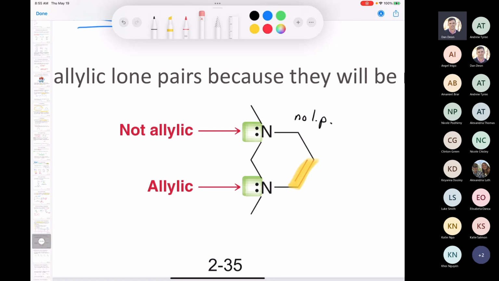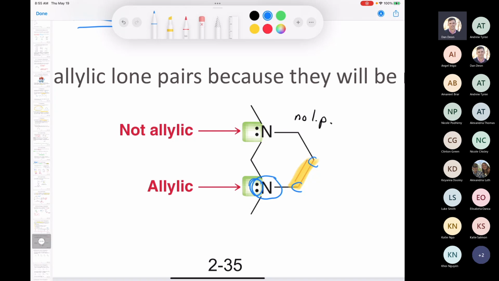So there's no resonance structure I could draw there. However, if you look on the other side, here are our vinylic carbons. Here's an allylic position. Is there a lone pair in that position? Yes. Therefore, I can draw a resonance contributor. It isn't shown here, but we're going to practice drawing them in a second.